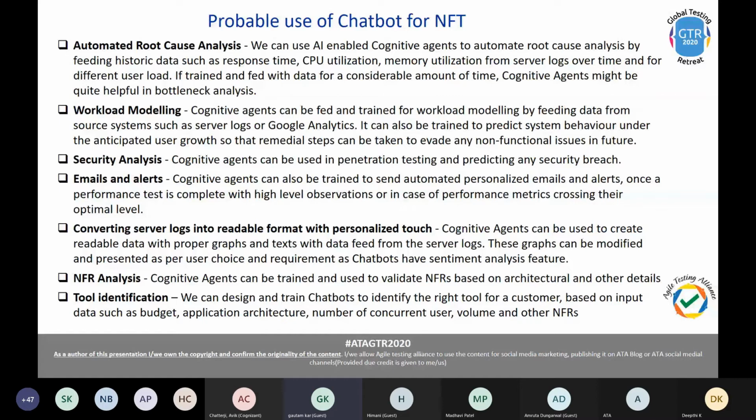And additionally, given the diverse amount of technologies that we currently come across in our testing arena, it can be a very useful tool for identifying which particular performance testing tool can be used for that particular architecture and application. Avik, next slide.